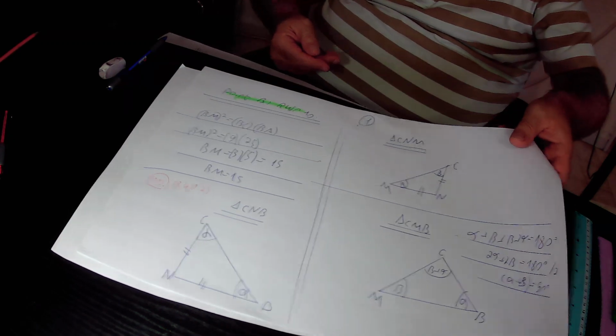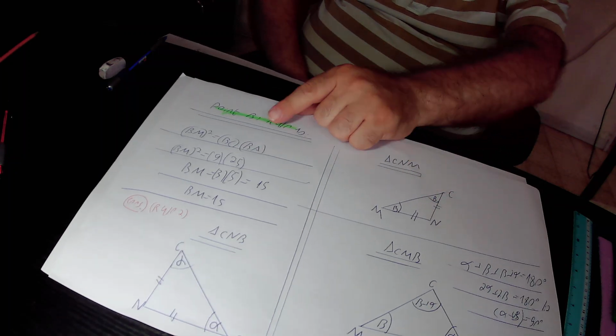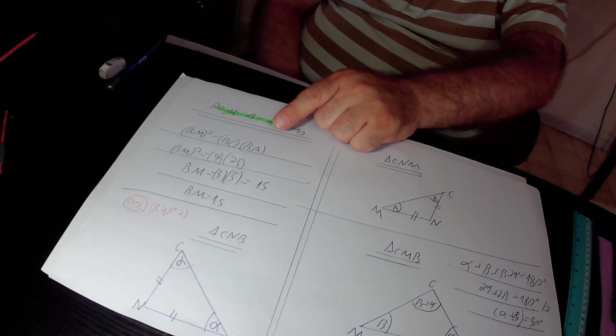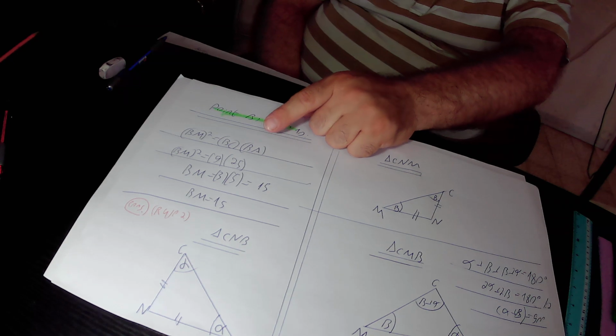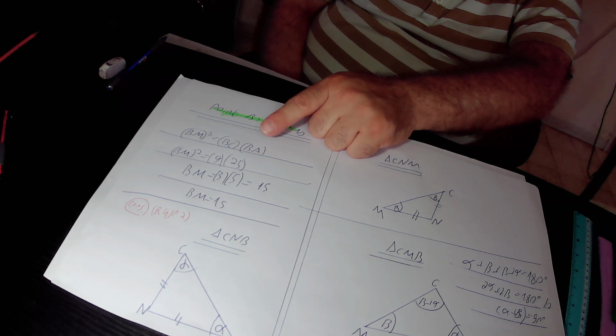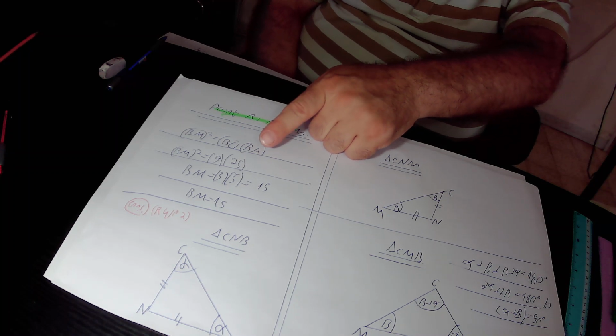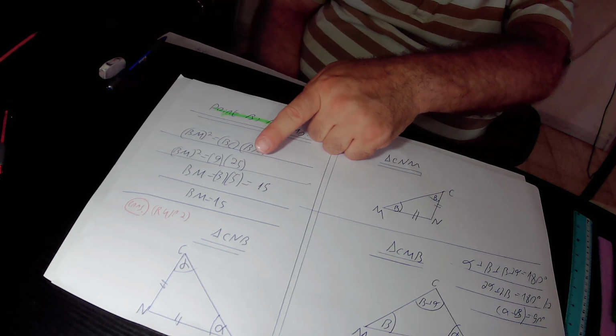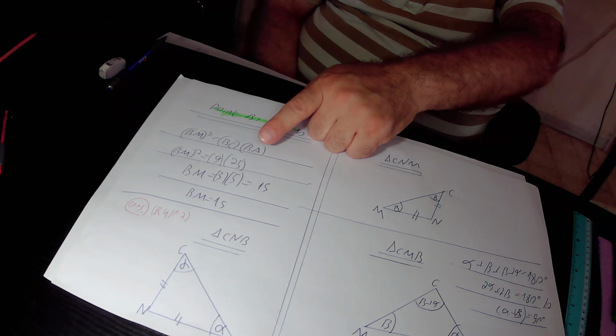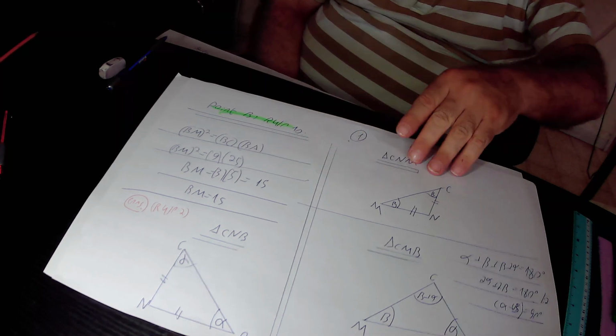So in total, according to rule 10, BM square equals BC, that is 9, times BA, that is 25. Here, we took a root of this equation and finally found out that BM equals the square root of 9, that is 3, times the square root of 25, that is 5. So in total, the length of tangent BM is 3 times 5, that is 15.